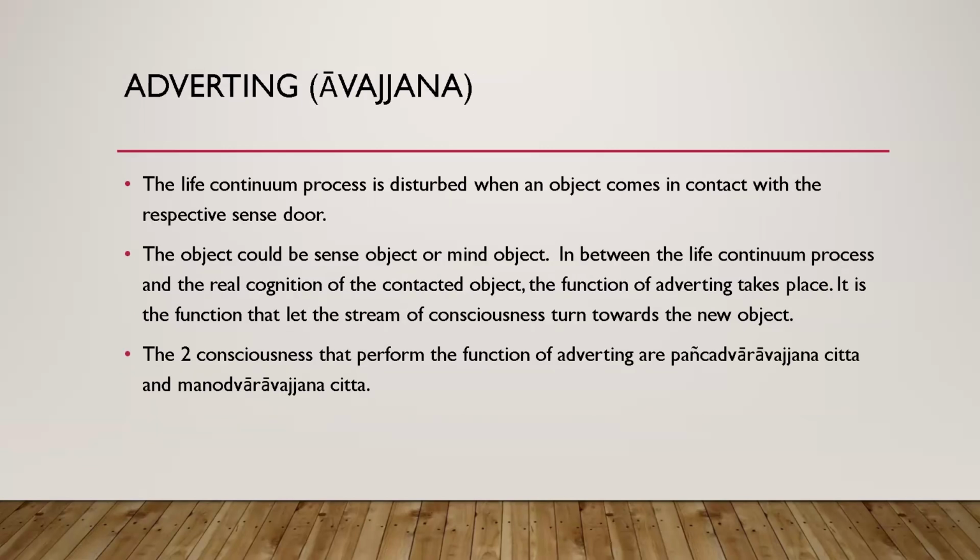The third is averting, avajjana. The life continuum process is disturbed when an object comes in contact with the respective sense door. The object could be a sense object or a mind object. In between the life continuum process and the real connection of the contacted object, the function of averting takes place. It is a function that lets the stream of consciousness turn towards the new object. The two consciousness that perform the function of averting are Pancadvaravajjana Chitta and Manodvaravajjana Chitta.